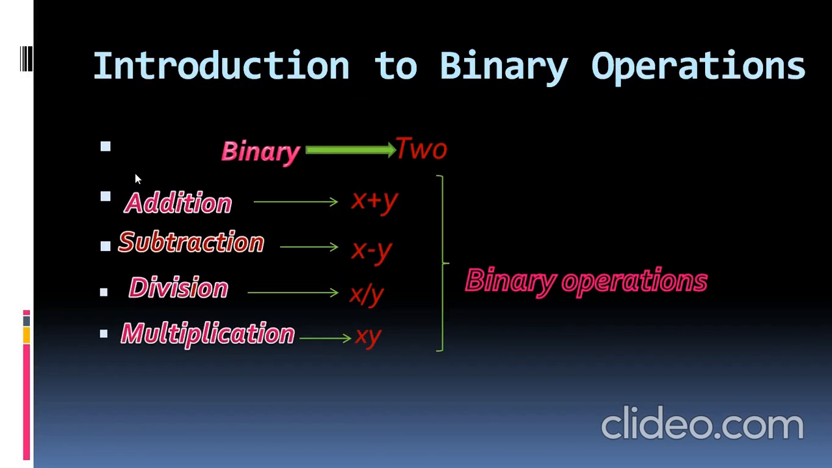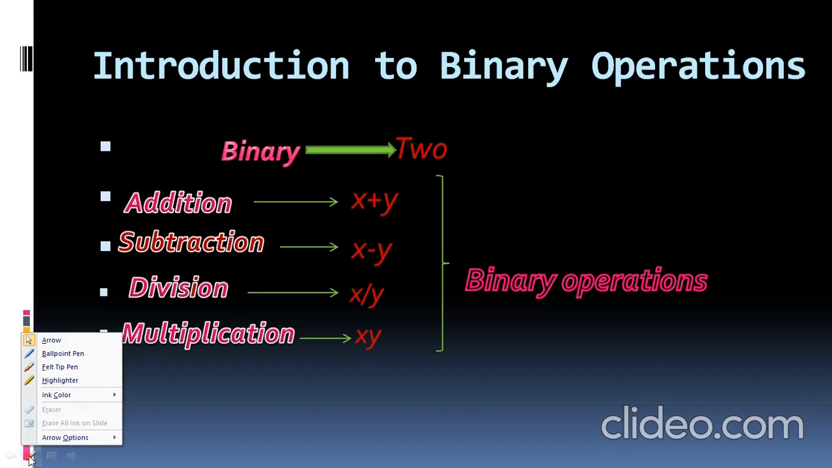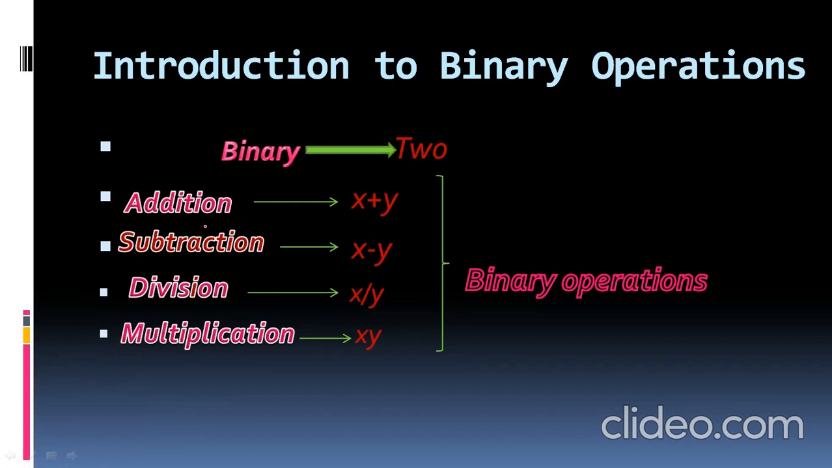Now what is a binary? Binary means 2. Here we can see, for example, addition of two numbers. Here we can add two numbers and we get the result as a single number. So addition, we can say, is a binary operation which we can apply on two numbers. In the same way, subtraction is also a binary operation. We can subtract two numbers and get the result as a single number. So it is also a binary operation.